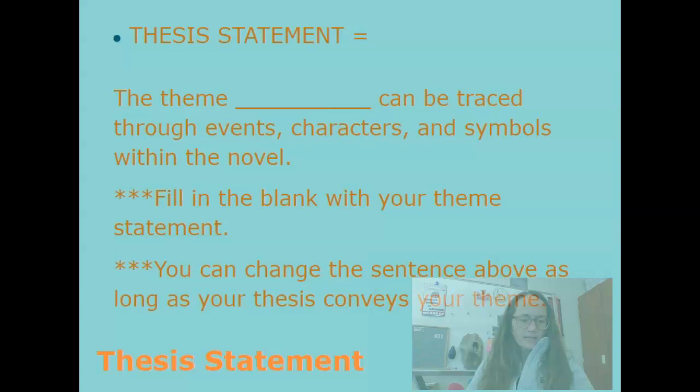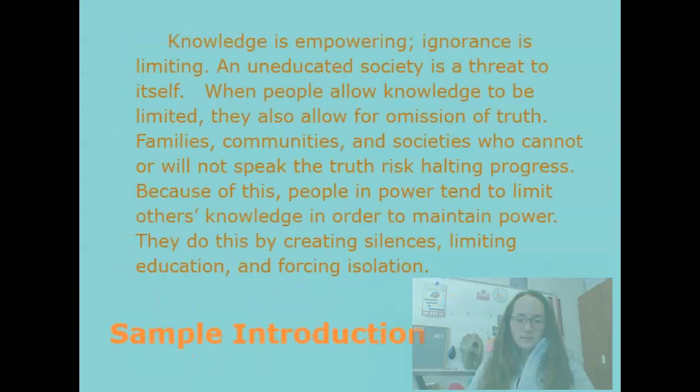Okay, so again, this example is going to be slightly different than what you're going to be doing, but let's take a look. It says, and this is a sample introduction, knowledge is empowering, ignorance is limiting. An uneducated society is a threat to itself. When people allow knowledge to be limited, they also allow for omission of truth. Families, communities, and societies who cannot or will not speak the truth risk halting progress. Because of this, people in power tend to limit others' knowledge in order to maintain power. They do this by creating silences, limiting education, and forcing isolation.